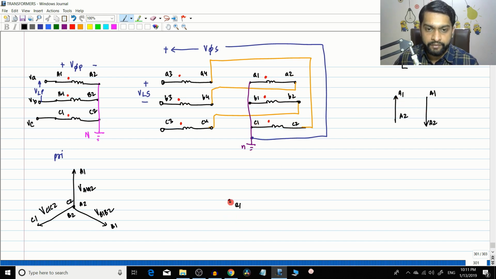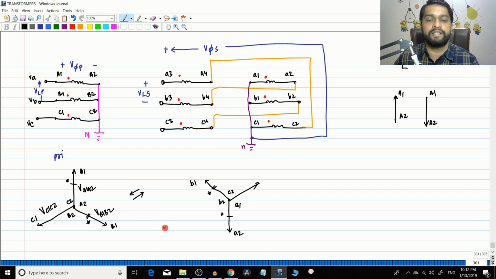VA2A1 will be in the downward direction like this, right? So these two are 180 degrees out of phase. So this is VA2A1, right? And VB2B1 let us draw now. That will be 180 degrees out of this vector. So this will be B2 and this will be your B1, right? I can just draw like this just to show that these are 180 degrees out of phase. And C2, C1, I can draw it here now. It will be 180 degrees out of phase with this. So this is C2, C1 in the primary side.